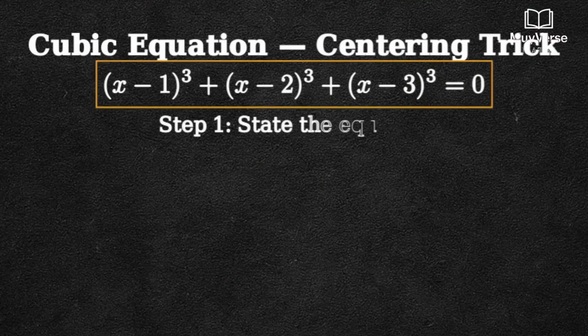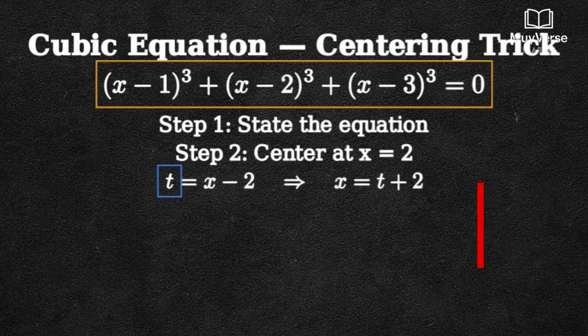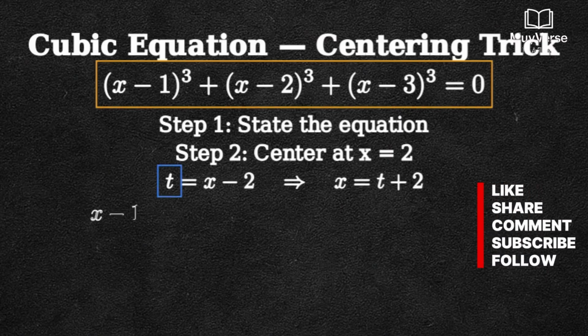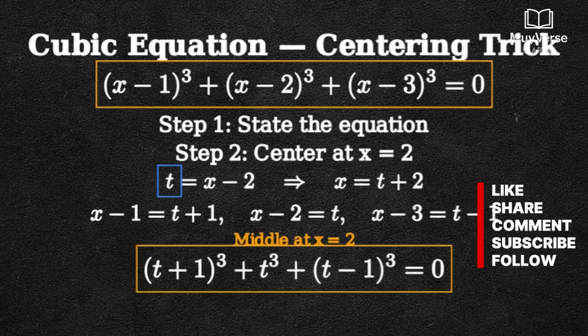Step 1. We want all solutions, real or complex, of this equation. Step 2. Center the variable around the middle point 2. Let t equal x minus 2. Then x equals t plus 2. That turns the 3 shifts into t plus 1, t, and t minus 1. Substituting gives the new equation. Left side becomes (t plus 1) cubed plus t cubed plus (t minus 1) cubed equals 0.